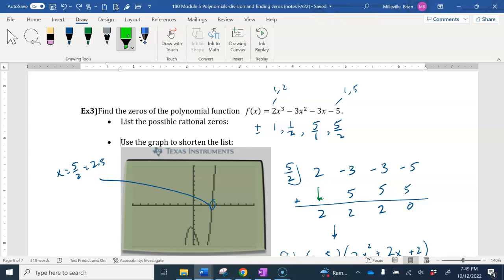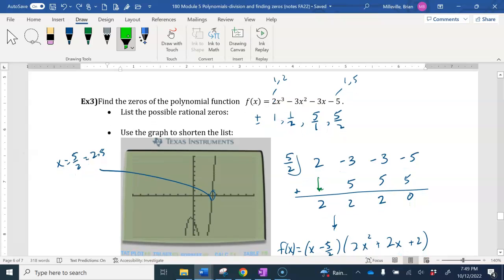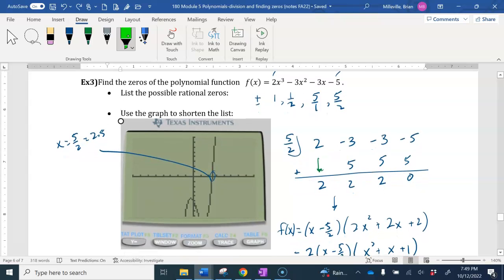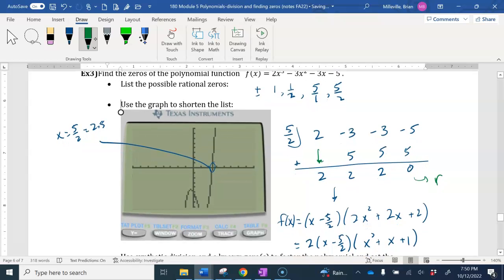Now it looks like from the graph that it's somewhere between 2 and 3. 5 over 2 is 2.5. That turns out to be the only real zero in this case. So if we were going to do synthetic division, we would want to use 2.5 or 5 over 2. I've done the work here already. Again, we bring the 2 down, multiply it by 5 over 2, which gives us 5. Adding gives us 2. Multiplying by 5 over 2 gives us 5 again. Multiplying again gives us 5, which shows that our remainder comes out to 0. If our remainder is 0, that means x minus 5 over 2 is a factor, and those are our coefficients.